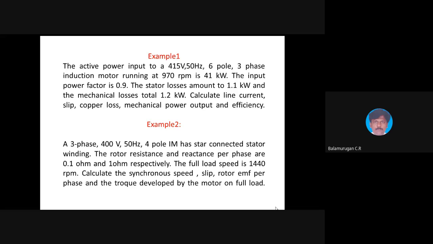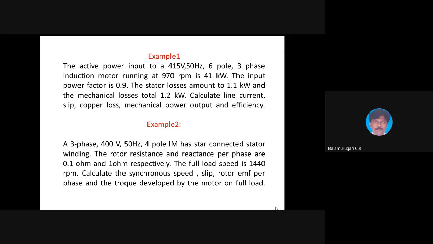So you write the given data. In module 2, you have only one topic: starting methods of 3-phase induction motor. So we will solve some problems today and tomorrow. On Wednesday morning we will discuss the starters of 3-phase induction motor. Then module 2 is almost over.